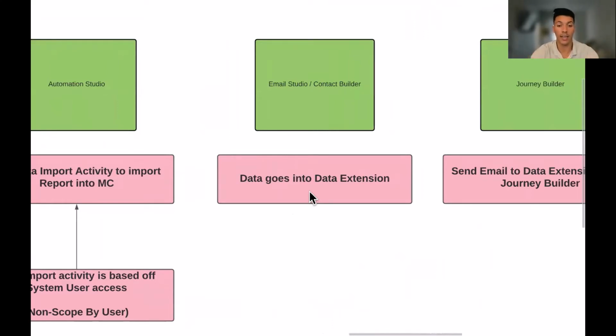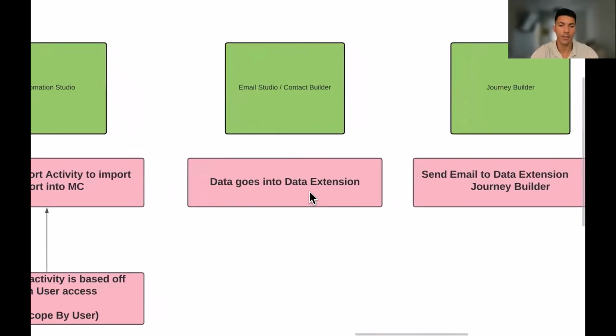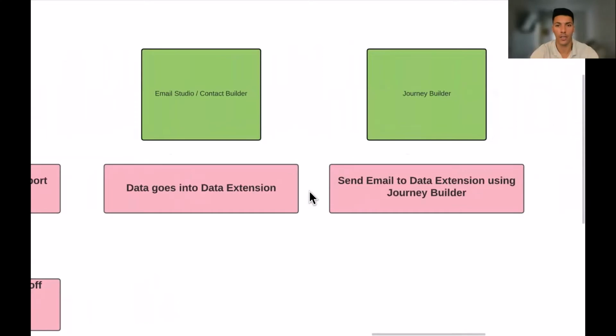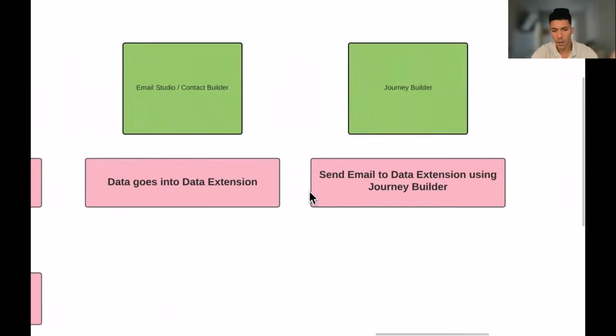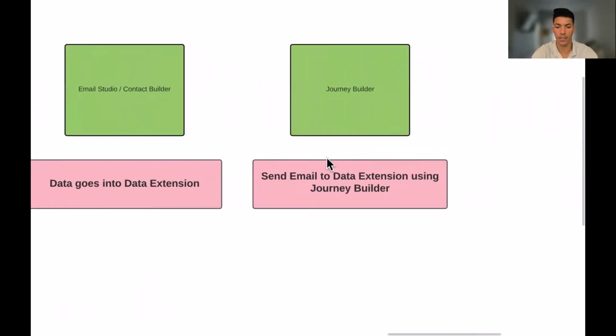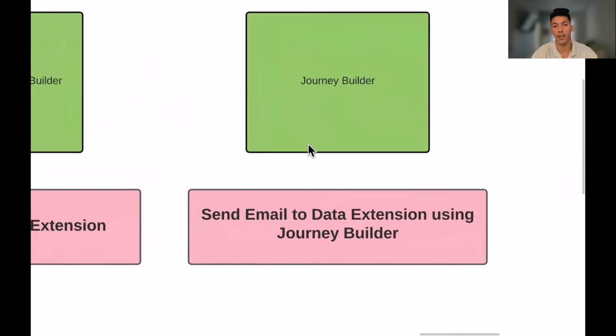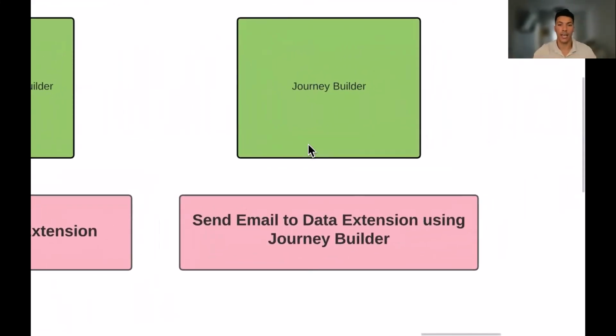So that data is sitting there in Email Studio or Contact Builder. And then you actually have the option to choose what to do with that data in that data extension. Just as a very quick example, leading off of our last presentation, we have Journey Builder. Let's say we have that data in a data extension, which all started from a Salesforce report. We can now send an email to that data extension as an entry source using Journey Builder.